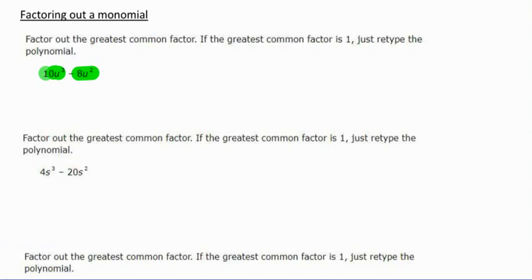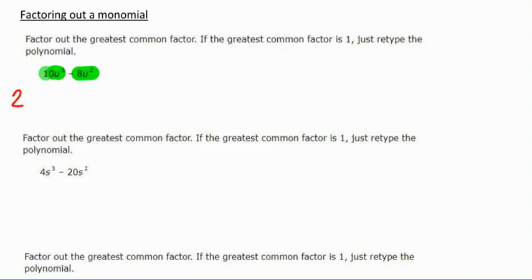If we look at our coefficients of 10 and 8, we have to think of a number that goes into both 8 and 10. That's the highest, the greatest. Numbers that go into 8 evenly are 1, 2, 4, and 8. 8 doesn't go into 10 evenly, 4 doesn't go into 10 evenly, but 2 does. So our greatest common coefficient factor is 2.